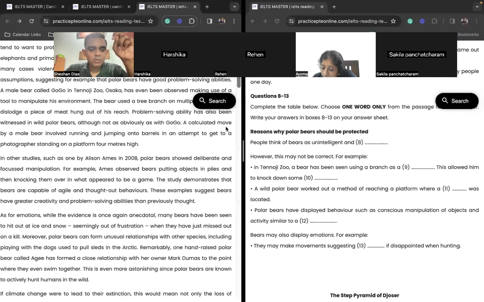A calculated move by a male bear involved running and jumping onto barrels. Okay. He worked out a method of reaching a platform. So what was the method? Running and jumping onto barrels in an attempt to get to a photographer standing on a platform 4 meters high. Who was he trying to locate?